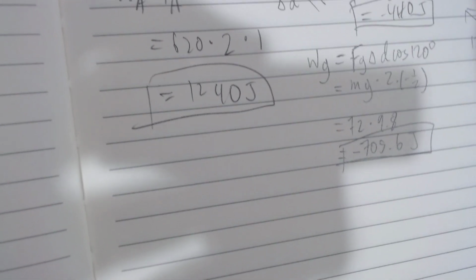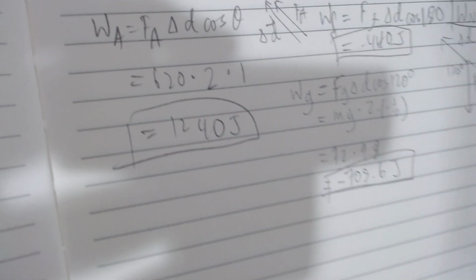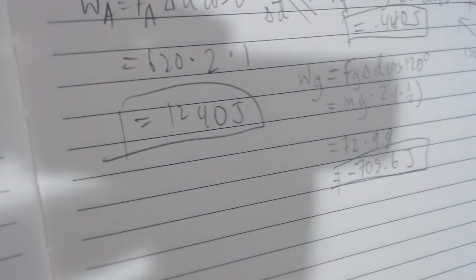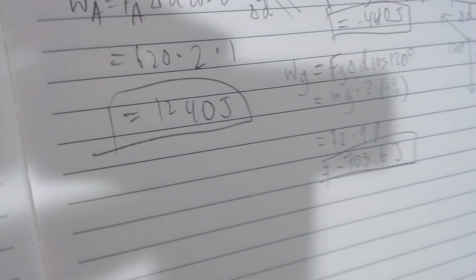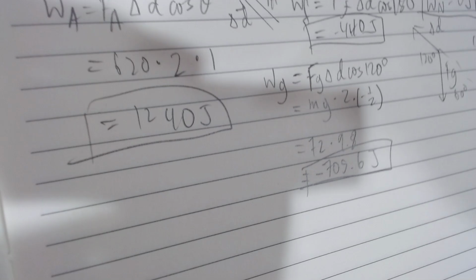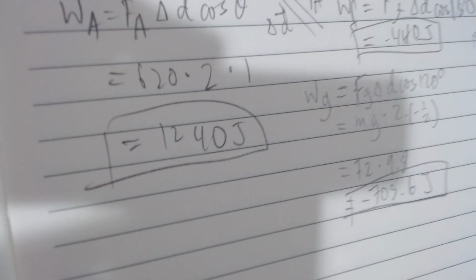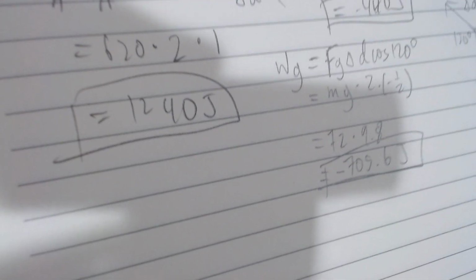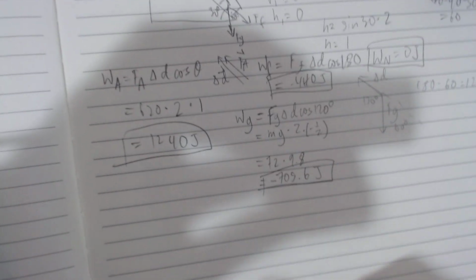Okay, -705.6 joules of work by gravity, 0 joules of work by the normal force, and 1,240 joules by the applied force. So on a test, you won't have time to think. You will only have time to write. That's why my analogy is every single time I take a test, I'm not thinking, I'm writing. Because it's not a trick question. It always has a solution.